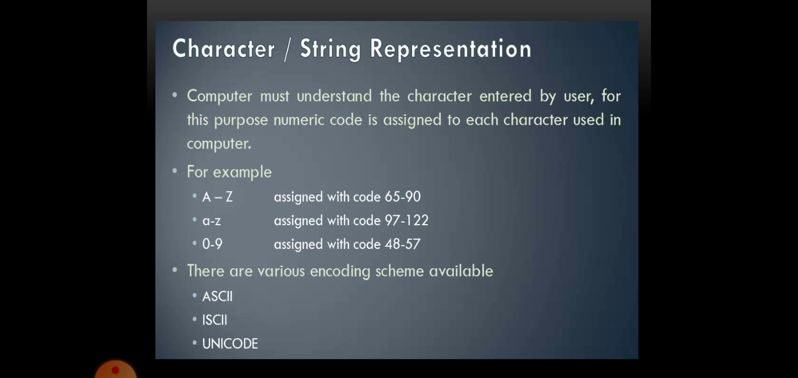There are various encoding schemes available. Encoding is nothing but conversion of one form of data into another form. Here we have the data in the form of characters. A character may be a number 0 to 9, or an alphabet, capital letters or small letters, or symbols. So we have various encoding schemes. The first one is ASCII, and the third one is Unicode.